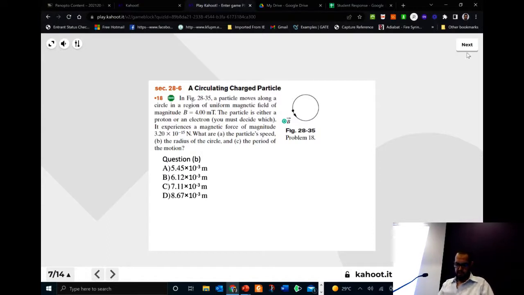So we said 3 minutes. We did the checkpoint for this one to verify whether it's an electron or proton. But now you're asked to solve for the values. This is a very common problem that you can have in an exam.